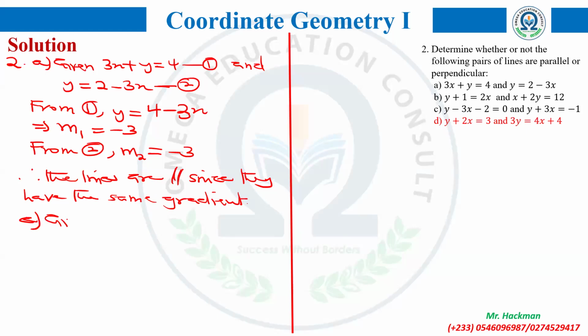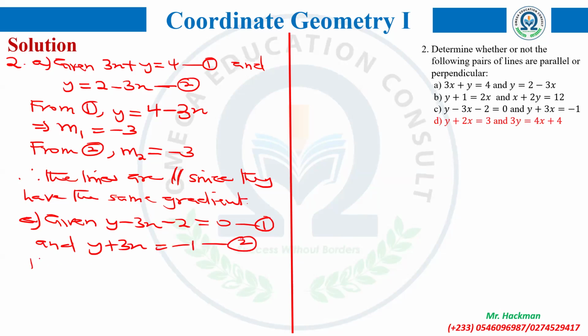Okay, what are we given? Your first equation is y minus 3x minus 2 is equal to 0. So you label this as equation 1. And your second equation is y plus 3x is equal to minus 1, equation 2.